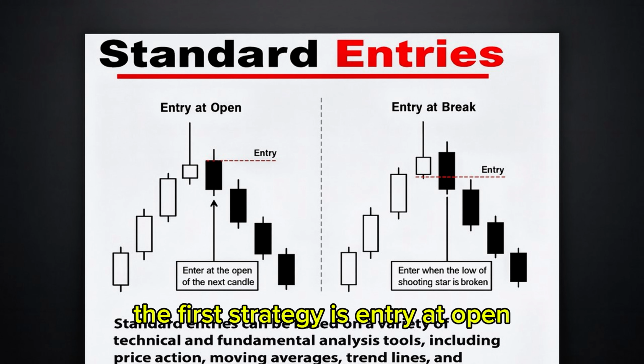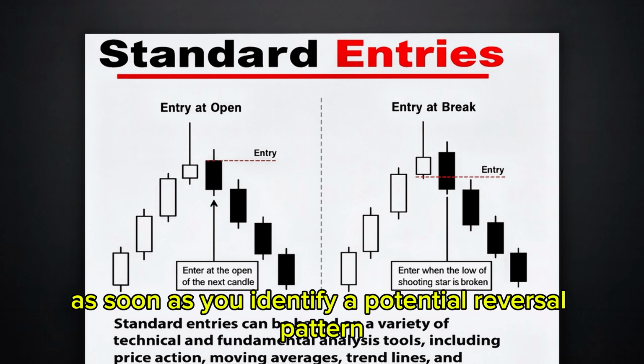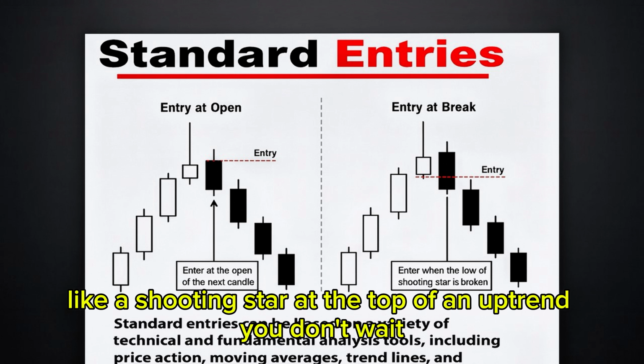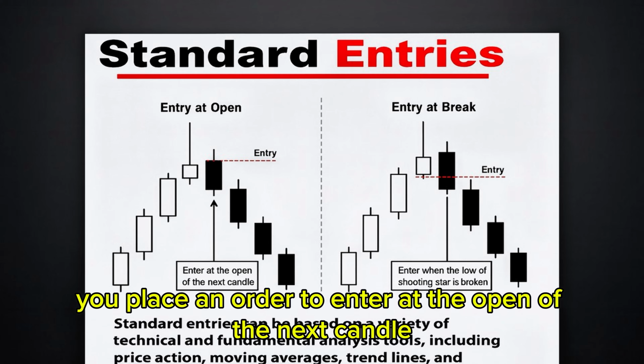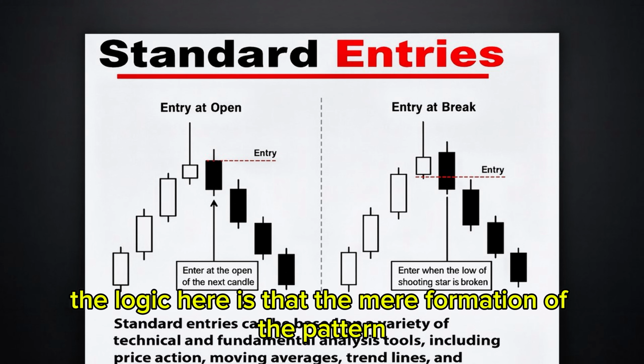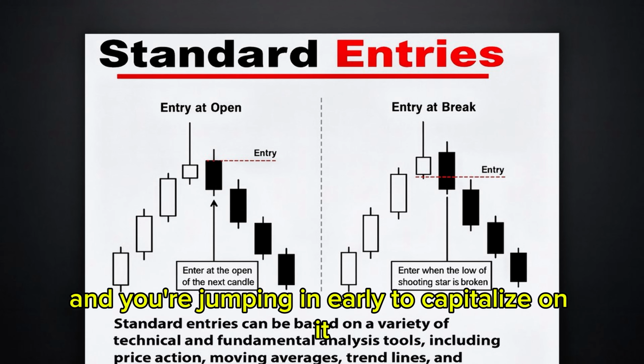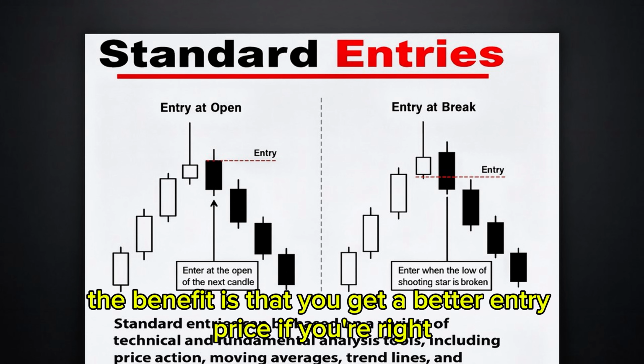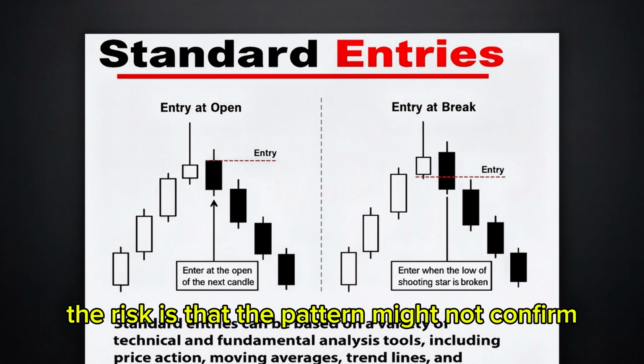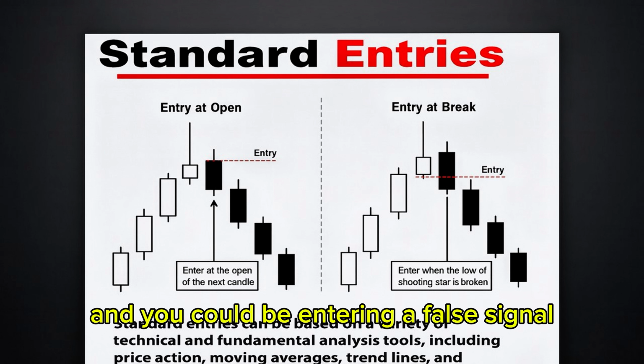The first strategy is entry at open. This is a more aggressive approach. As soon as you identify a potential reversal pattern, like a shooting star at the top of an uptrend, you don't wait. You place an order to enter at the open of the next candle. The logic here is that the mere formation of the pattern shows a shift in momentum, and you're jumping in early to capitalize on it. The benefit is that you get a better entry price if you're right. The risk is that the pattern might not confirm, and you could be entering a false signal.